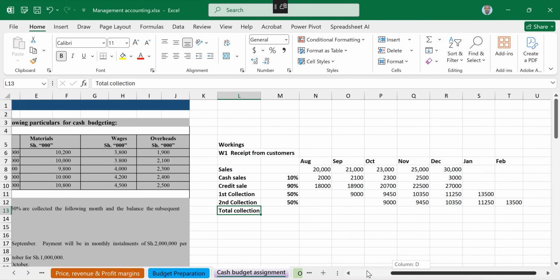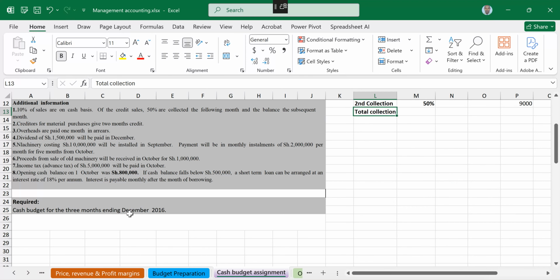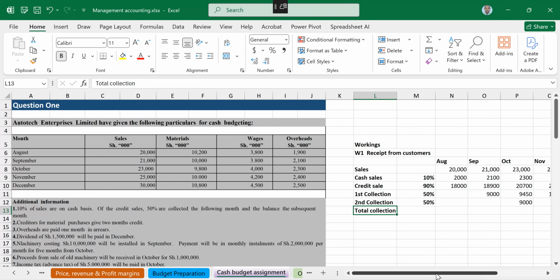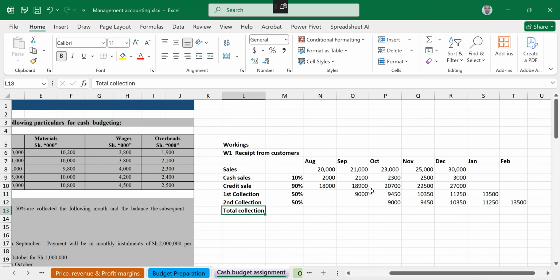Now the budget period needed is 3 months ending December. So if they are ending in December, they begin in October. So the 3 months are those ones. I want to highlight them. That is the 3 months they want: October, November, December. So you get the total collection here.